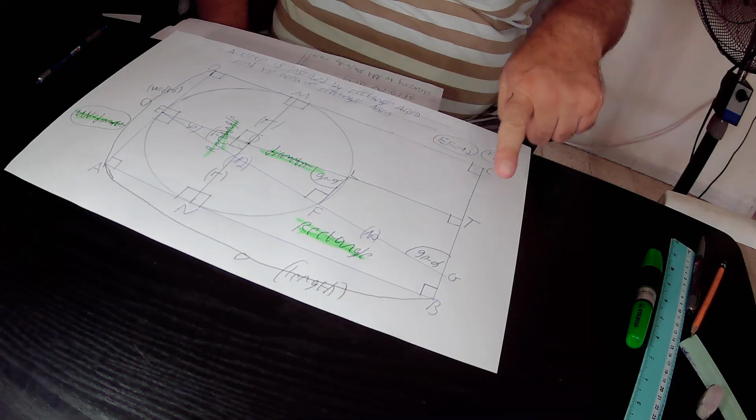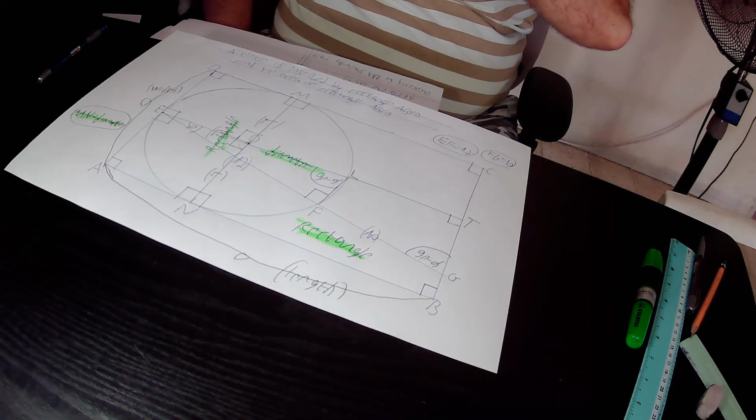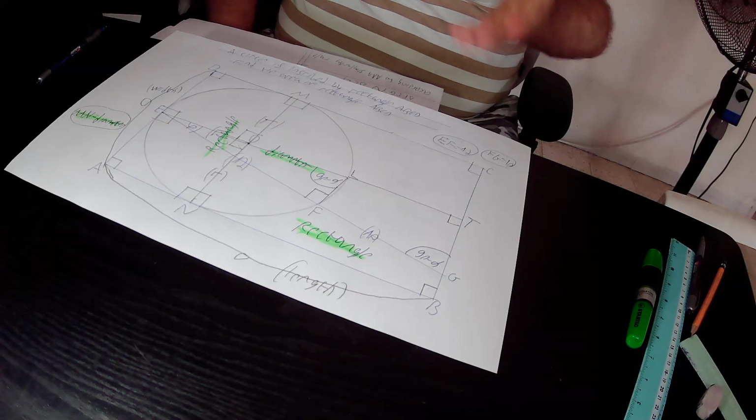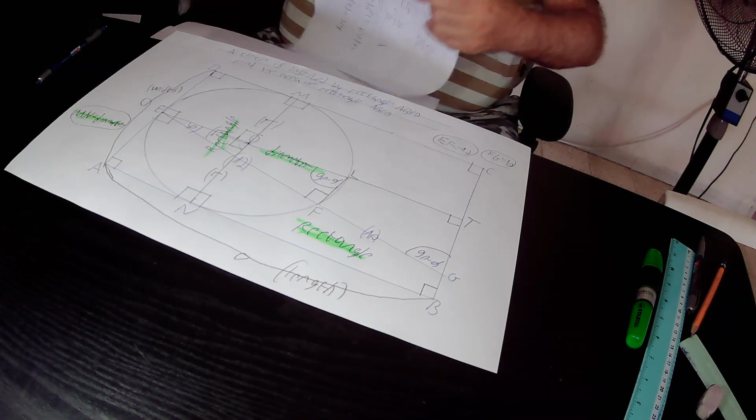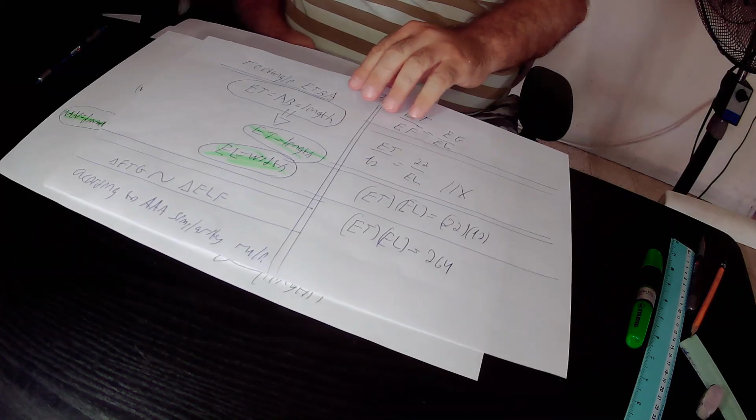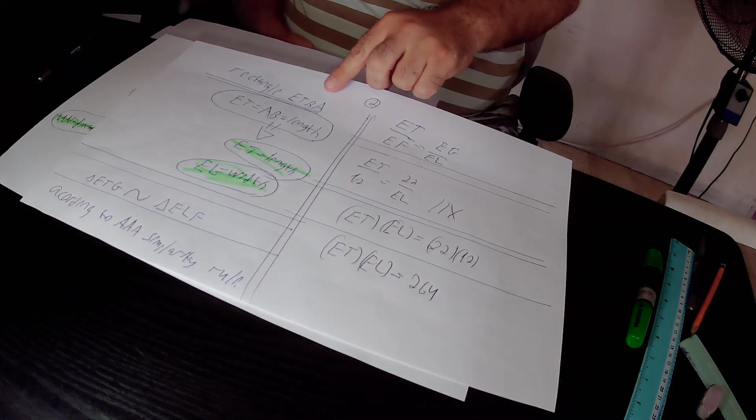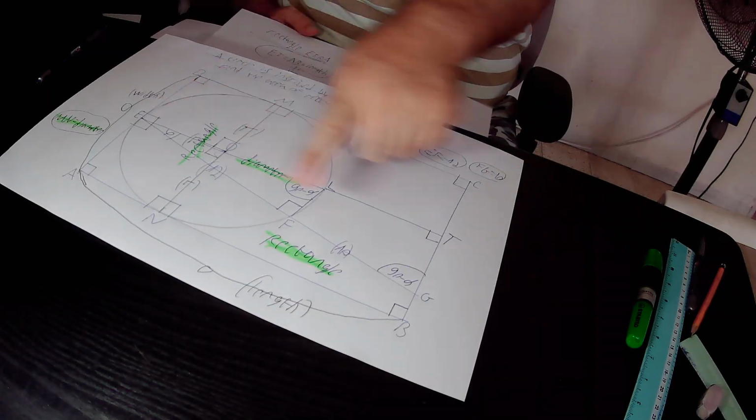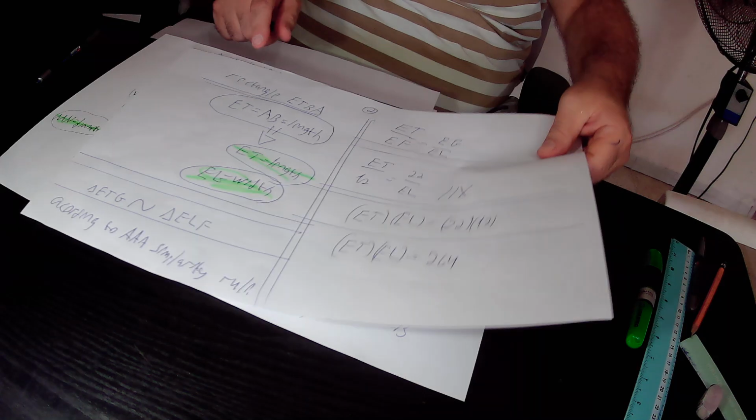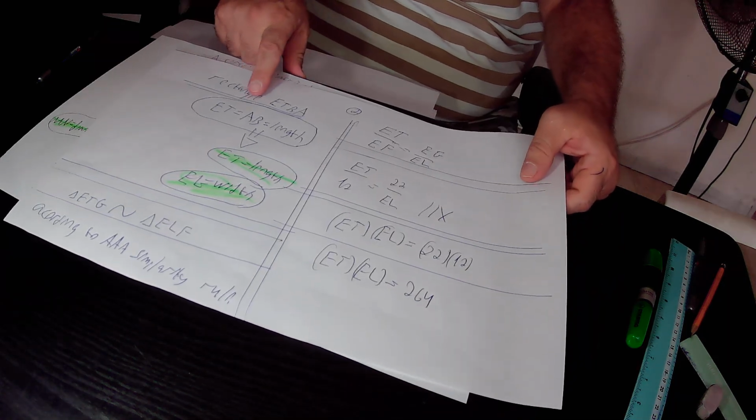So quadrilateral ETBA is a rectangle according to rule 5. But we also know that the opposite sides of a rectangle are equal to each other. In rectangle ETBA, the opposite sides must be equal to each other. That is to say, side ET must be equal to the opposite side AB.